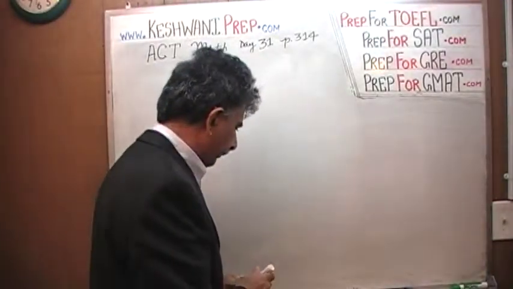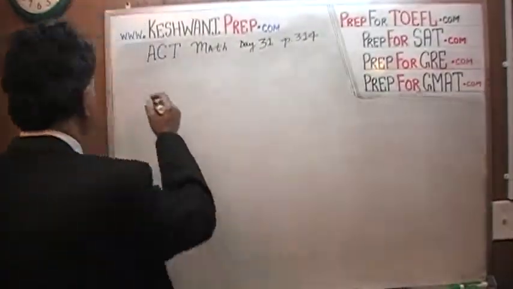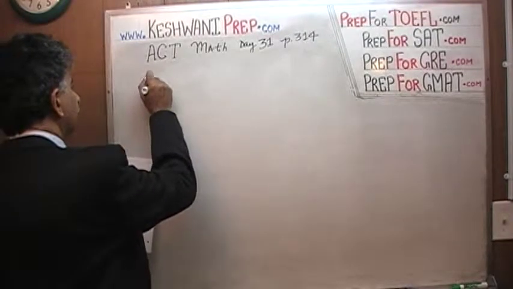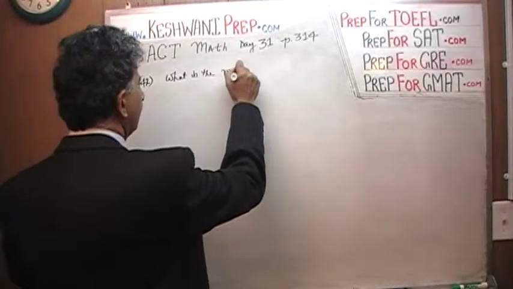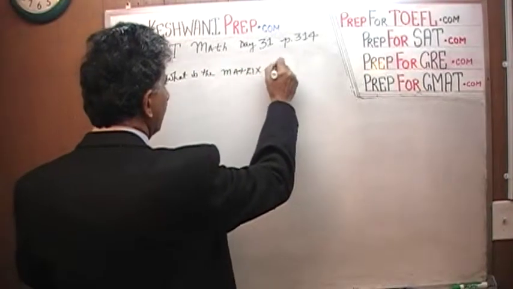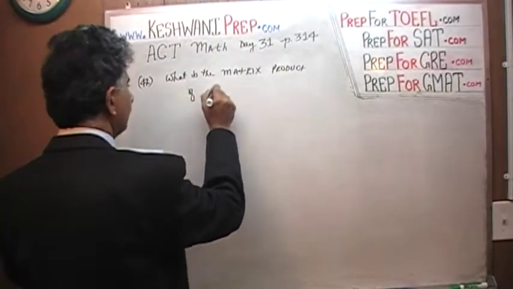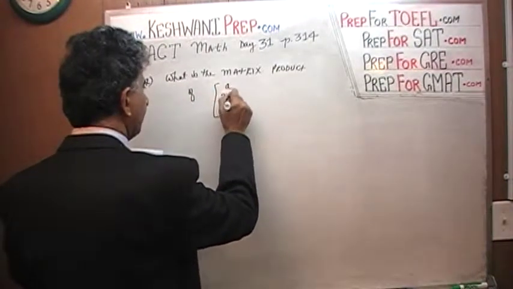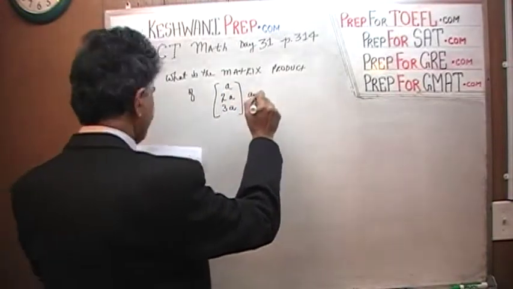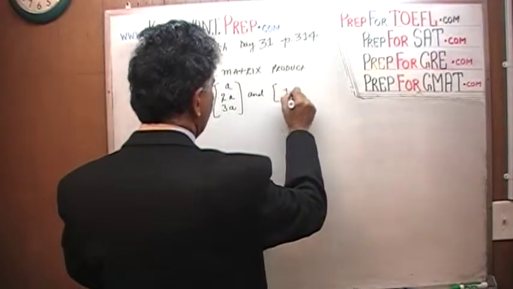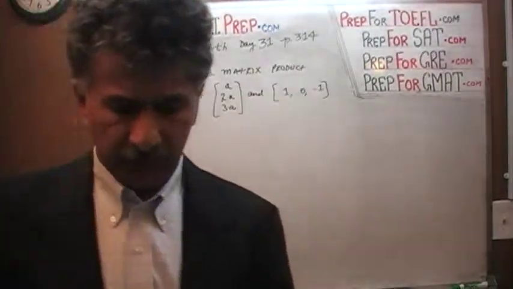Let's take a look at the very first problem on the page. Page 314, problem number 42. Problem number 42 says, what is the matrix product of these two matrices? The first one is A, 2A, 3A, and the second one is 1, 0, and negative 1. They simply want to know if you know how to multiply your matrices.